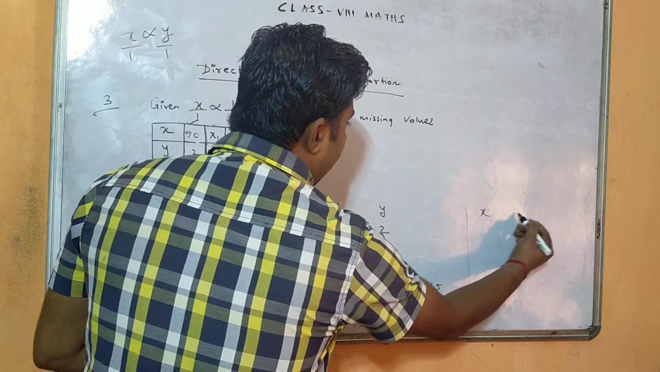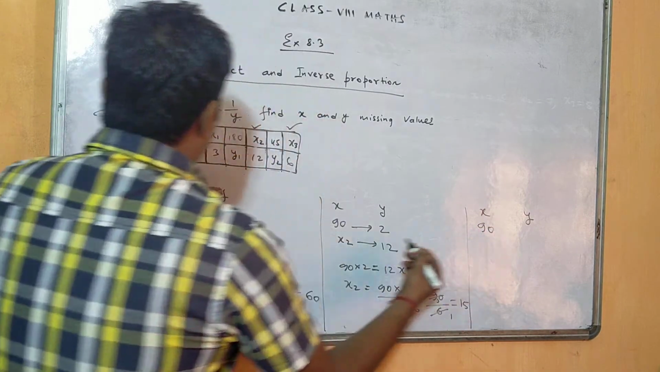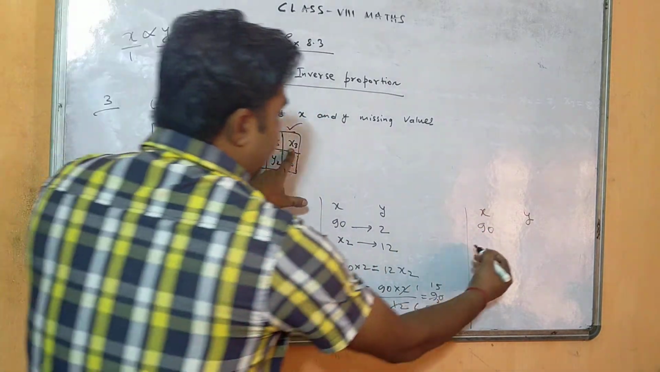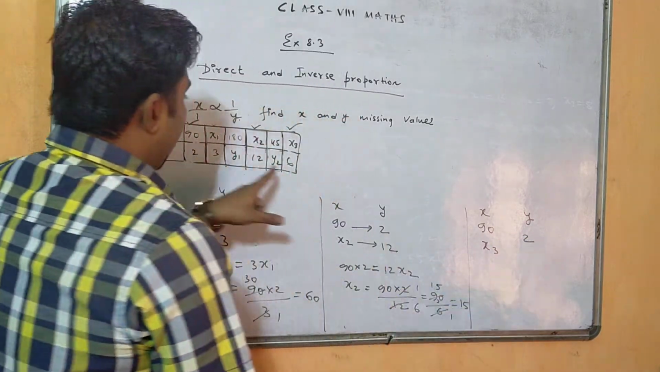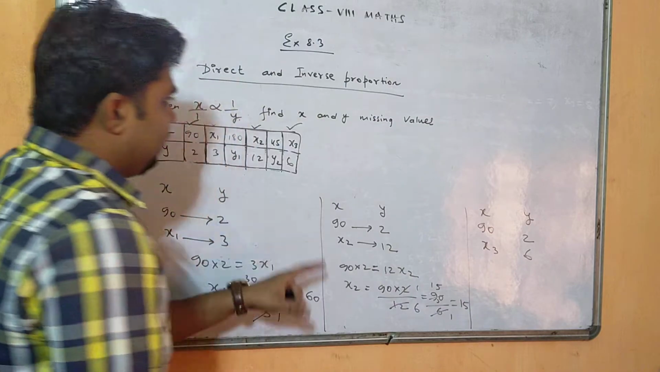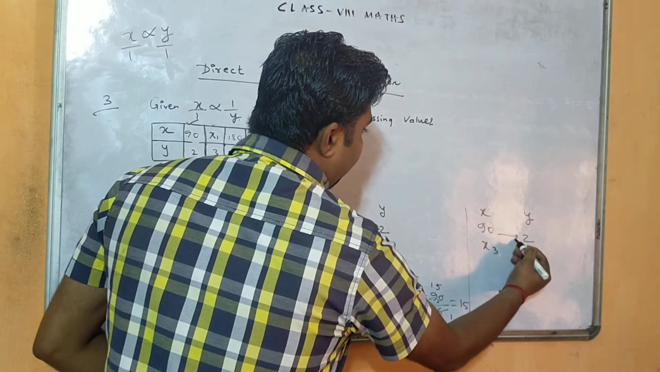For x3, again we will write x and y here. In x, what will we write here? 90. Again in x, what will we write here? x3. Similarly in y, what will we write here? 2. And in y, what will we write here? 6, right? So again the question is inversely proportional. What do we have to do? We have to directly multiply.